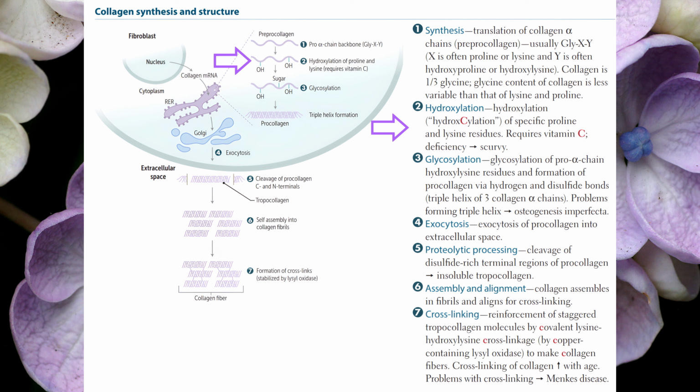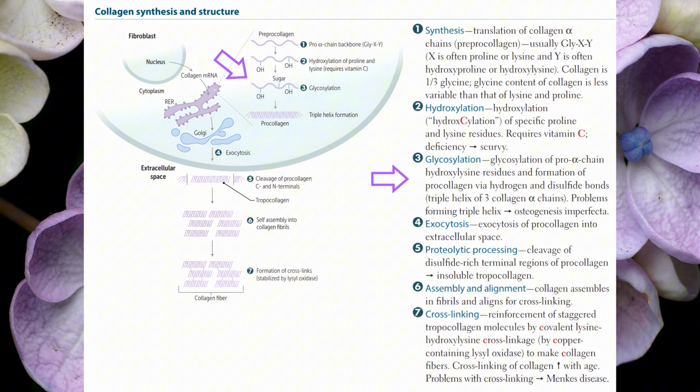2. Hydroxylation. Hydroxylation of specific proline and lysine residues requires vitamin C. Deficiency of vitamin C leads to scurvy. 3. Glycosylation. Glycosylation of pro-alpha chain hydroxylysine residues and formation of procollagen via hydrogen and disulfide bonds.